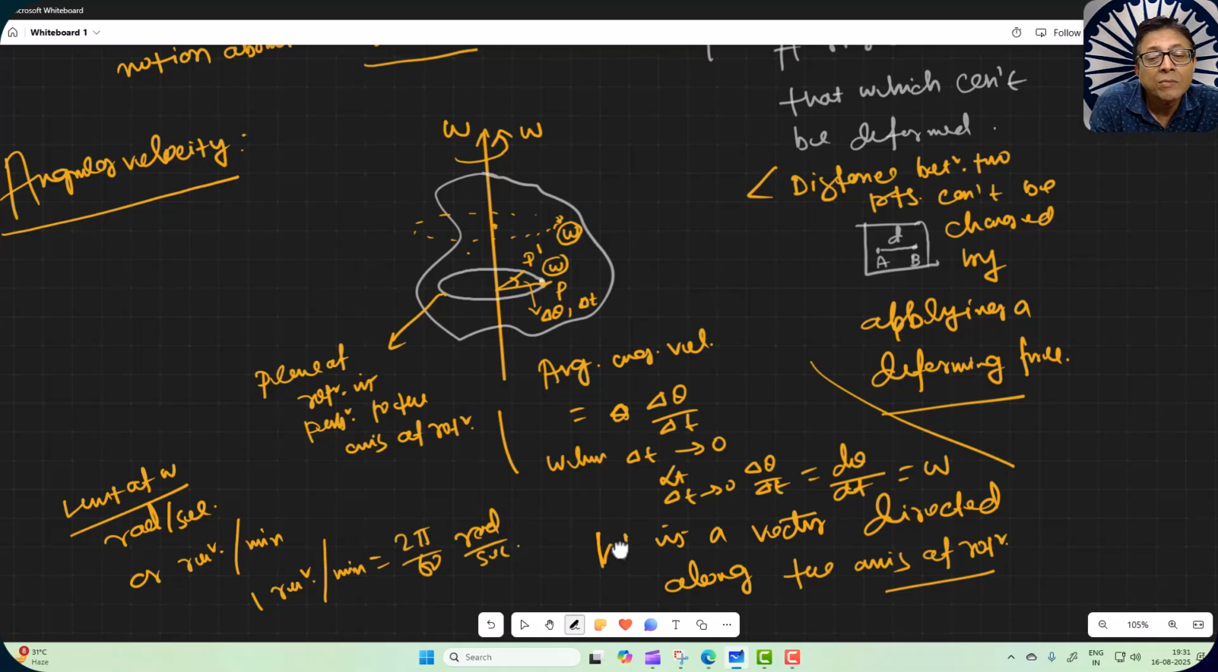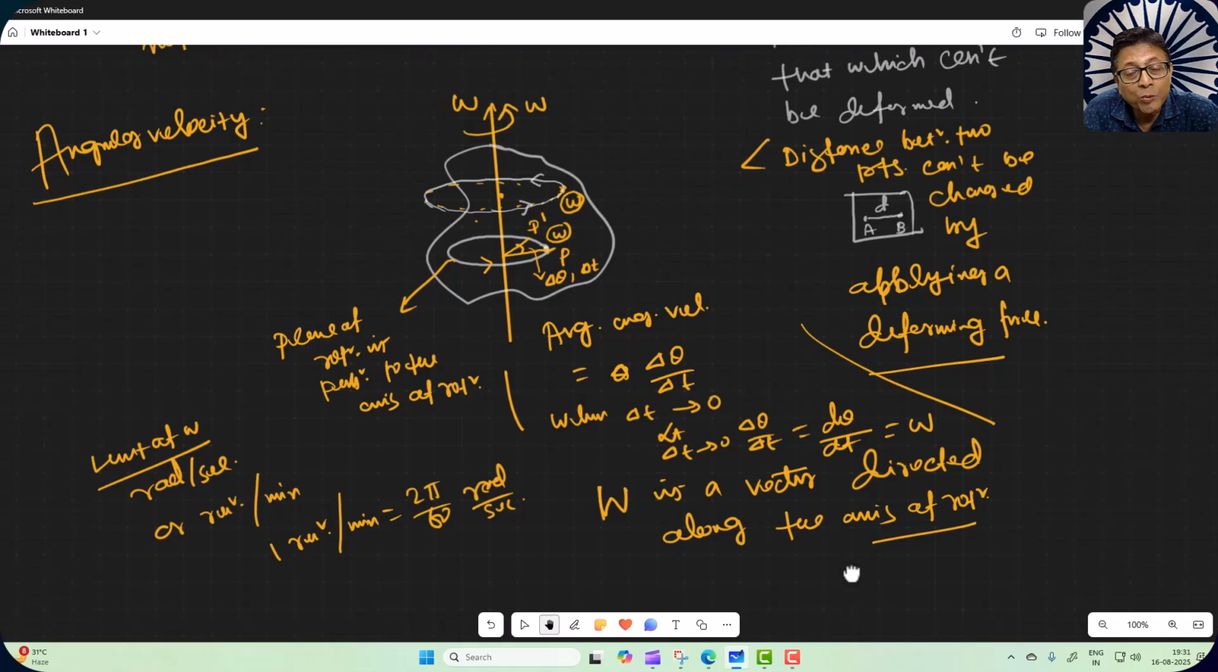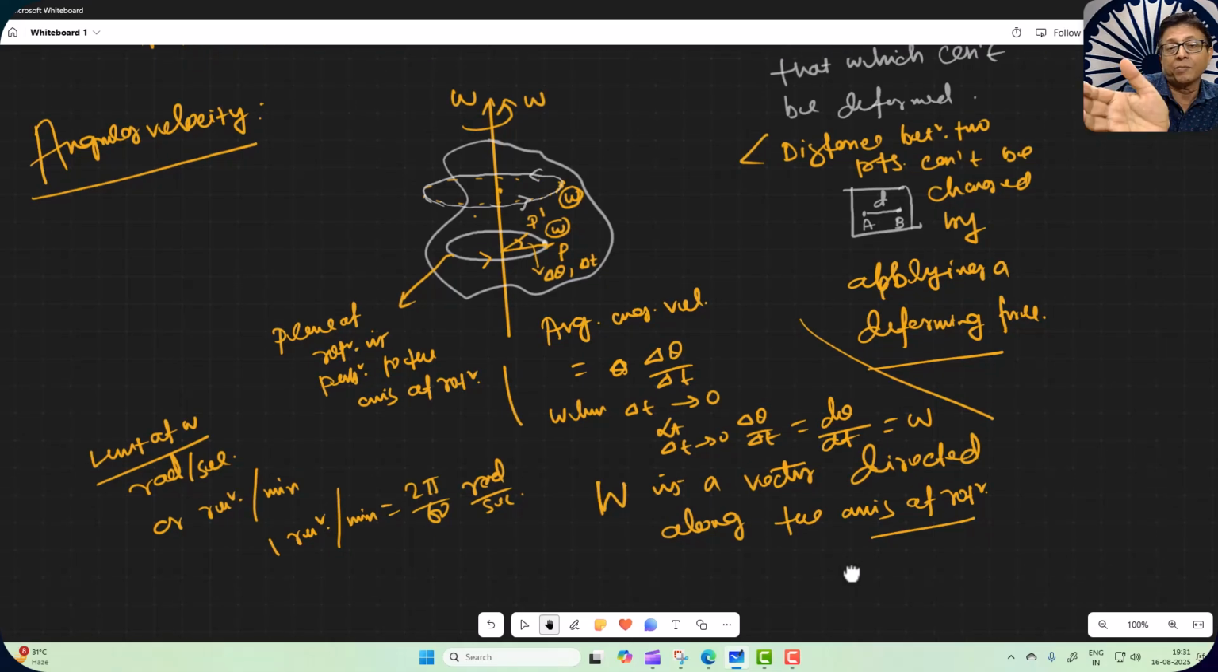How to get it? Along this circle, you curl the fingers of your right hand in this direction. Then the direction of the thumb will give you the direction of omega. Okay? So how do we get the direction of omega? Direction of omega will be the thumb. If you curl the fingers of your right hand along the direction of the circle, then omega will be directed in this manner. Okay?